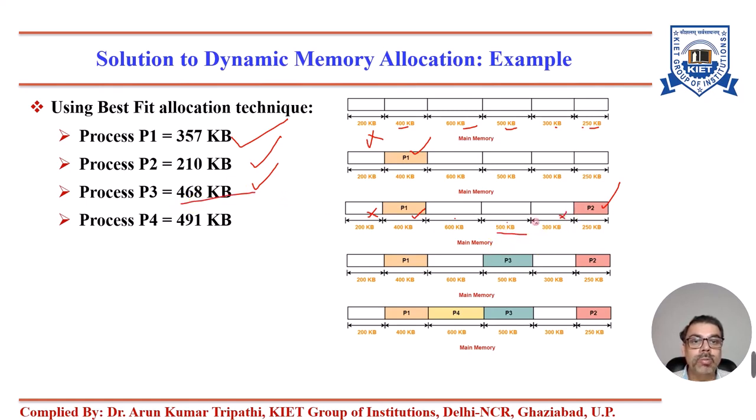In this, it cannot be accommodated, so it will be allocated to this one. Now, 491. Is there still sufficient space that can accommodate the process P4? Yes, 600. So the process P4 will be allocated to this one. So in best fit, all processes P1, P2, P3 and P4 will be accommodated into the memory.